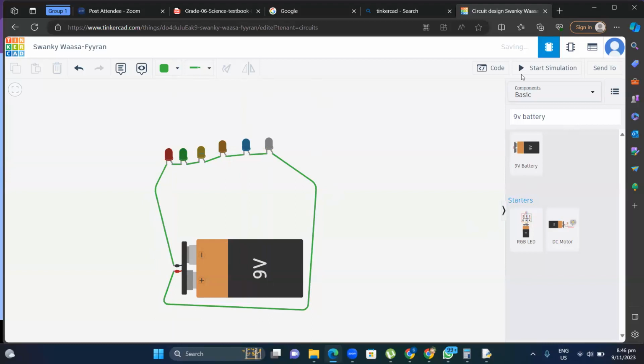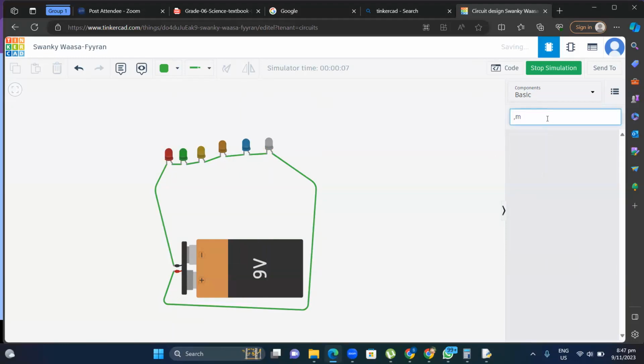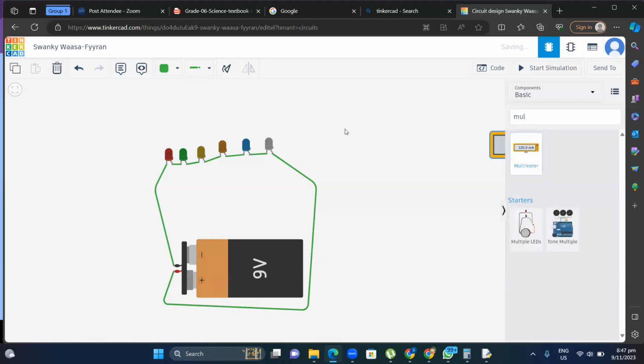Okay. Now let's start the simulation. Stop the simulation. Can you see very little light, right? Very little amount of light. Let's measure using the multimeter. Multimeter කරගෙන අපි මේක බලමු කොච්චර current එකක් යනවද කියලා. Right? Let's take a multimeter.